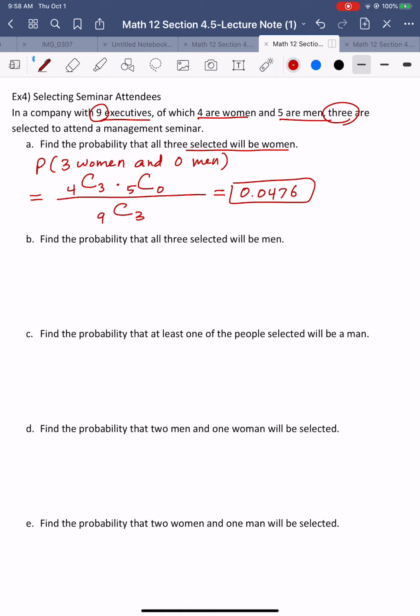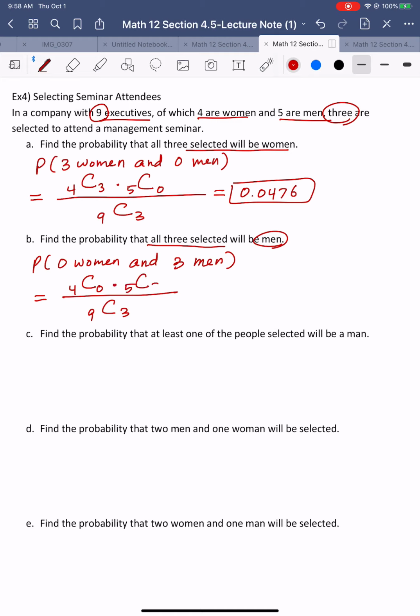Find the probability that all 3 selected were men, which means probability for 0 women, and then the 3 men. So which means choosing 3 people from the 9, but none of the women, but all the selected people are the men, okay? So when you do this, you get 0.1190.